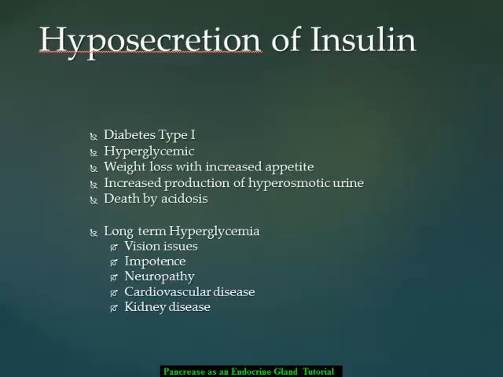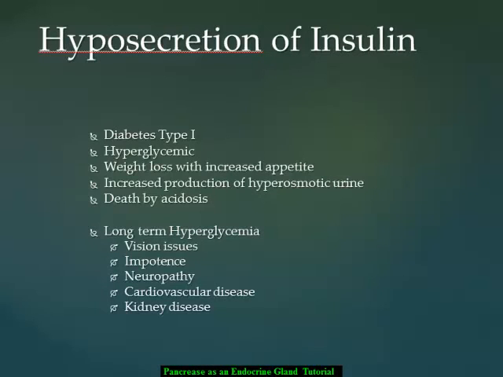Long-term hyperglycemia that would be related to hyposecretion of insulin can cause a number of signs and symptoms that we see with diabetic patients. First of all, the vision is going to be affected as well as hearing. This has to do with loss of blood vessels to the eye as well as neuropathy to the eye. Individuals that have long-term hyperglycemia may have impotence. There may be erectile dysfunctions associated with this.